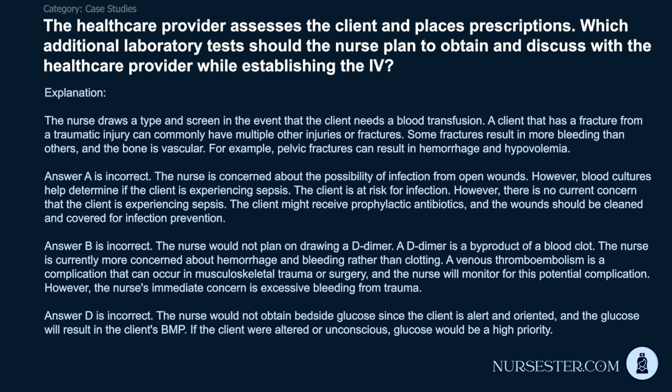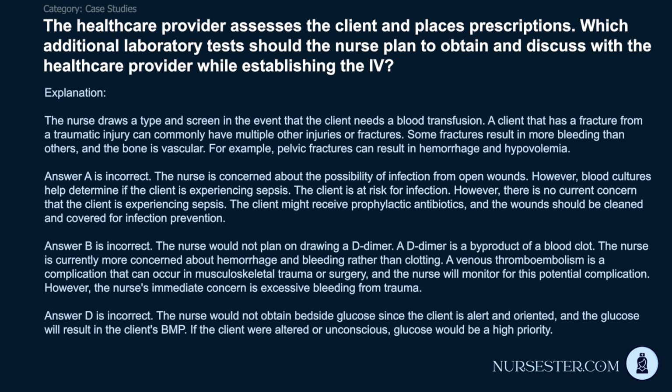Answer B is incorrect. The nurse would not plan on drawing a D-dimer. A D-dimer is a byproduct of a blood clot. The nurse is currently more concerned about hemorrhage and bleeding rather than clotting. A venous thromboembolism is a complication that can occur in musculoskeletal trauma or surgery, and the nurse will monitor for this potential complication. However, the nurse's immediate concern is excessive bleeding from trauma.